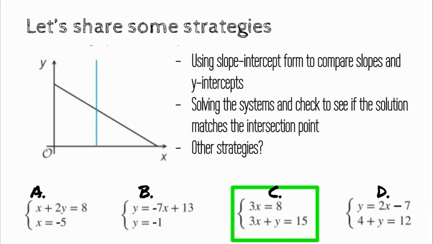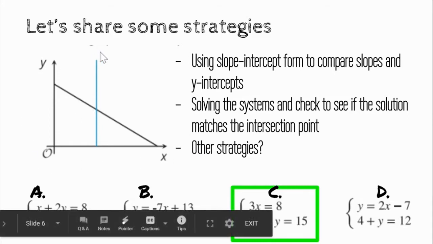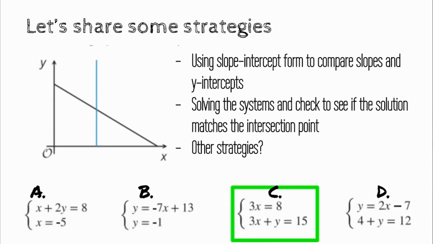Okay, if you chose system C, you are correct. System A does not work because the graph x equals -5 would be on the left side of the vertical axis, which is not what is shown. So this blue line would be over here on the left side. System B does not work because the graph for y equals -1 would be a horizontal line, but no horizontal line is shown.